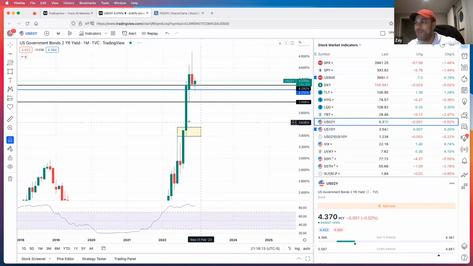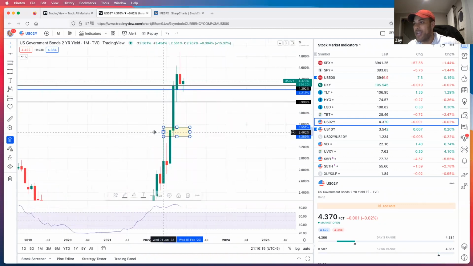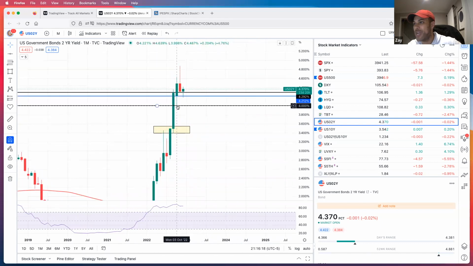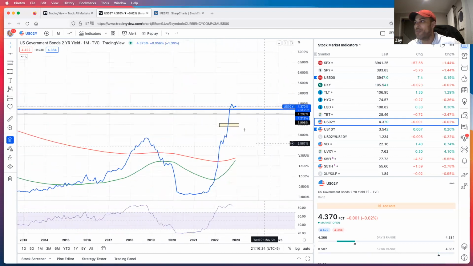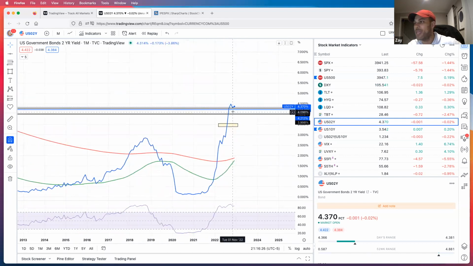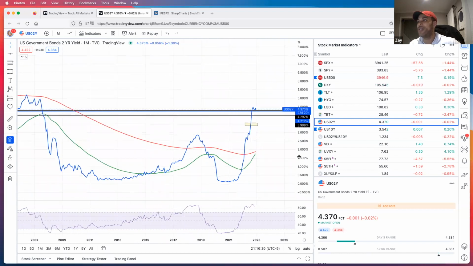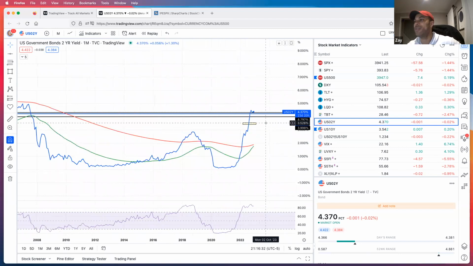So looking at it from a monthly, yeah, I can see why. So if we undercut this low, then yeah, we're definitely coming back to that area. You look at it from a monthly perspective, right? That could be the peak, and then we're going to make a higher low, meaning yields have peaked. If yields have peaked, that's good for the bond market, at least TLT per se.